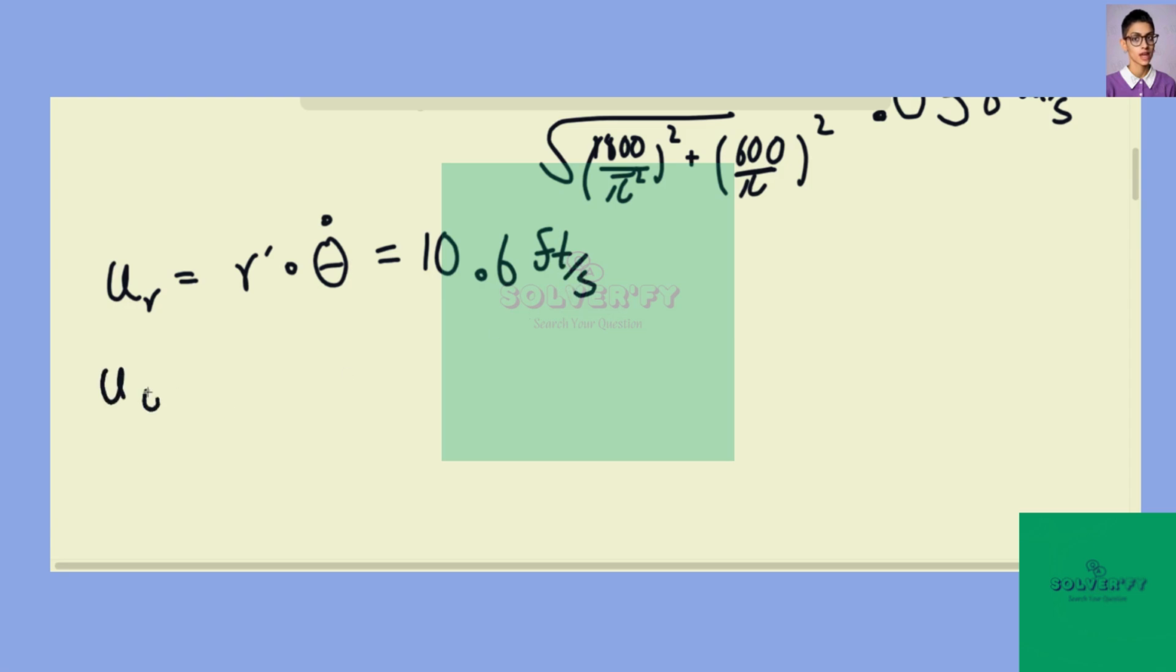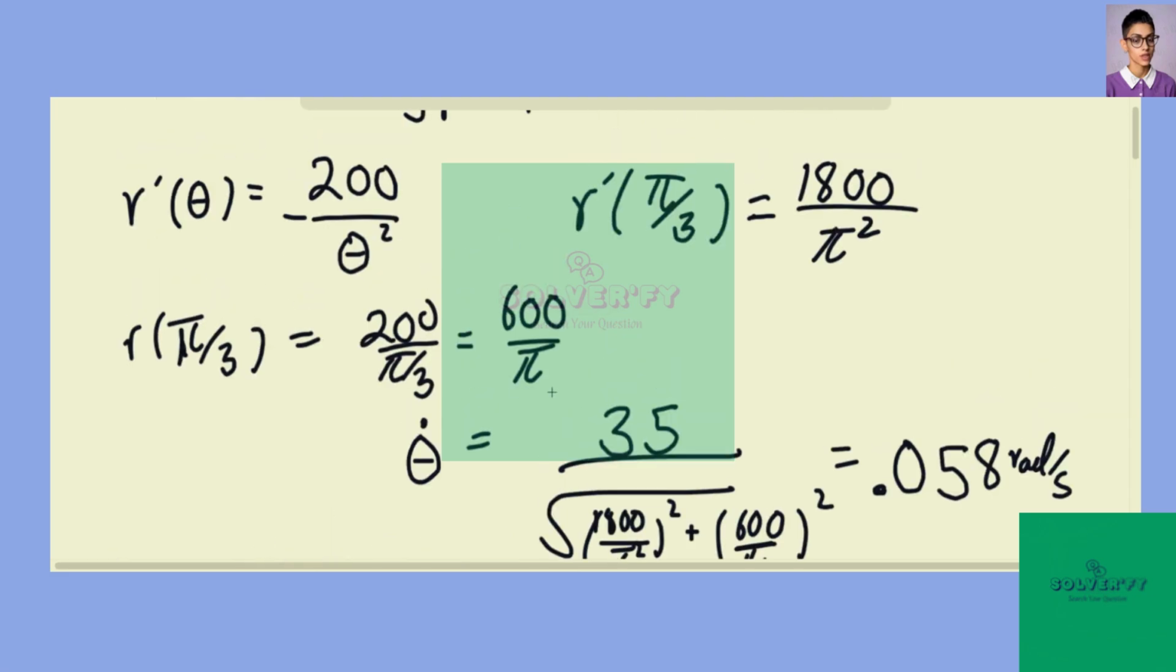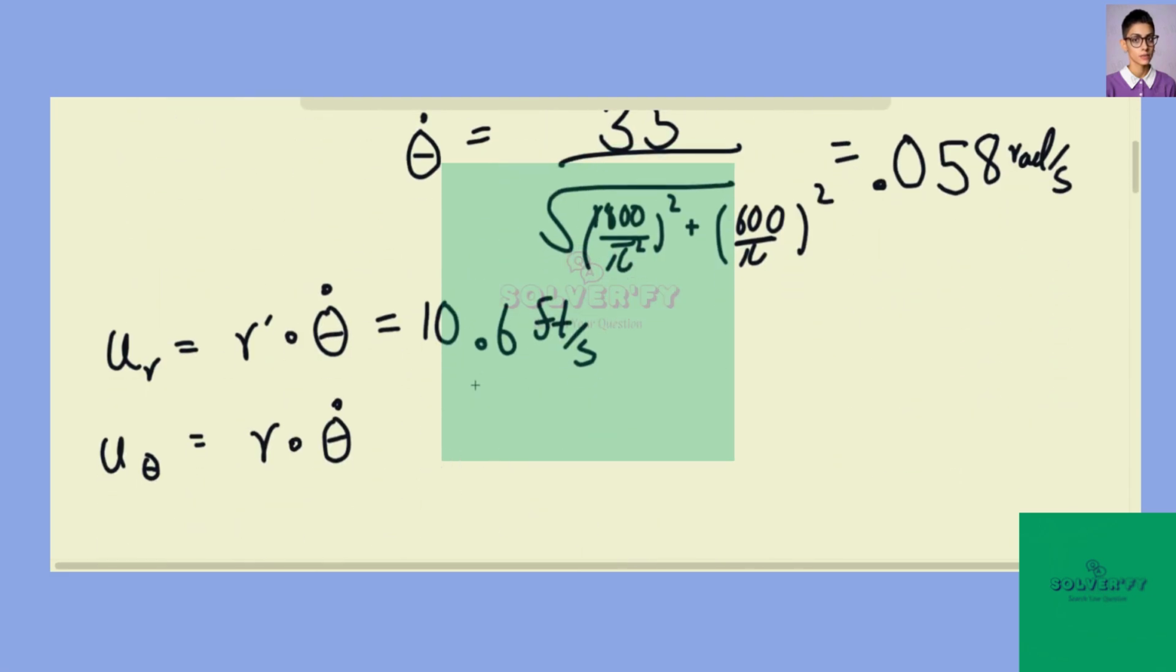And the transverse component, u theta, is just r times theta dot, where r was 600 over pi. So that's 600 over pi times 0.058, which is 11.07. Or I guess we can shorten that to 11.1 feet per second.